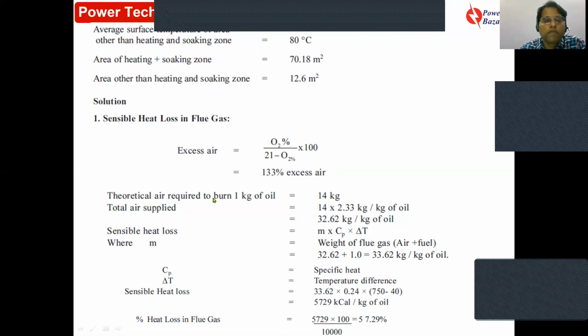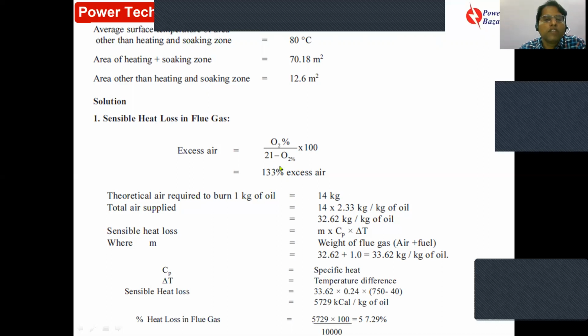And now this figure is an important figure. If you go back to boiler calculations, we have already established that the theoretical air required to burn 1 kg of oil is 14 kg, based on the chemical composition of the fuel, the content of H, the content of C, and other parameters. If these parameters, the proximate analysis, are not given, then we can remember it as a thumb rule that for 1 kg of oil, the theoretical air requirement will be 14 kg.